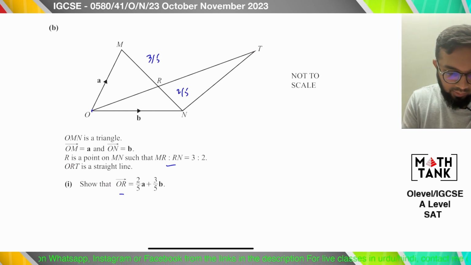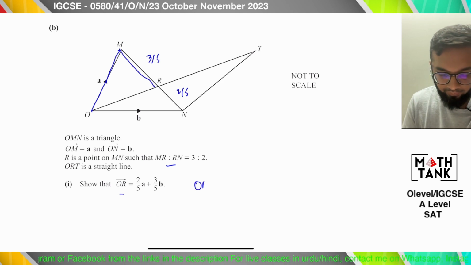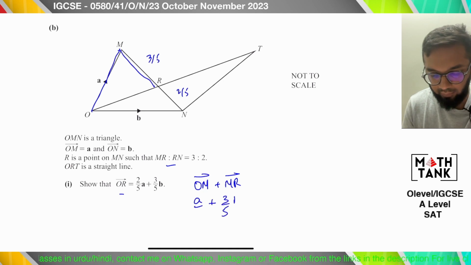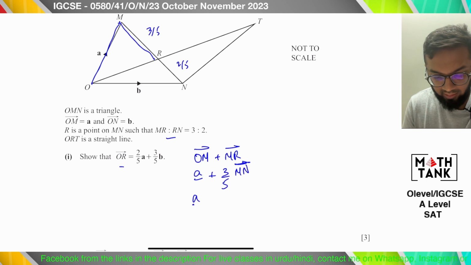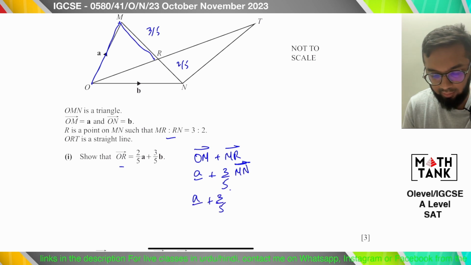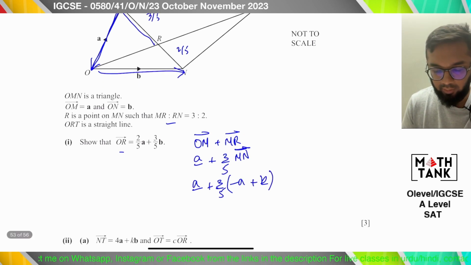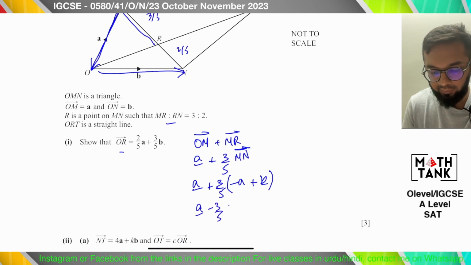So OR is just OM plus MR. I have OM, but I don't have MR. Can I say that's 3/5 of RN or 3/5 of MN? But do I have MN? No, I don't even have MN. Can I then go from M to N? How do I go from M to N? Minus A plus B. So I get A minus 3/5 of A plus 3/5 of B. So I get 2/5 A plus 3/5 B.